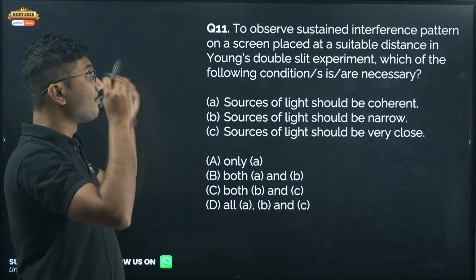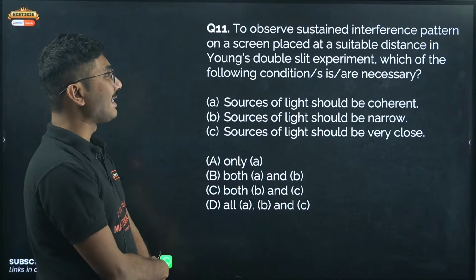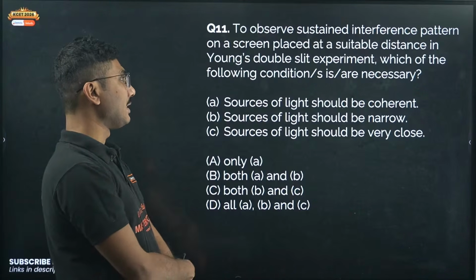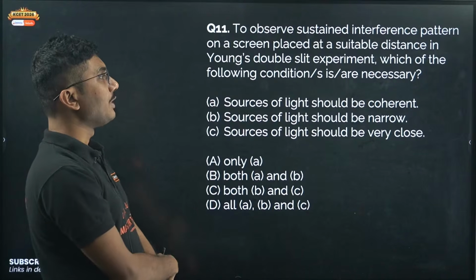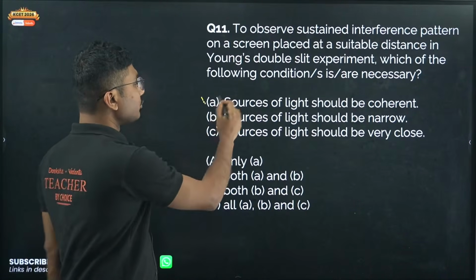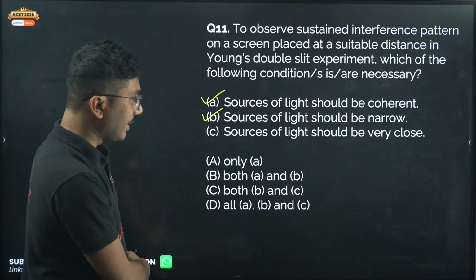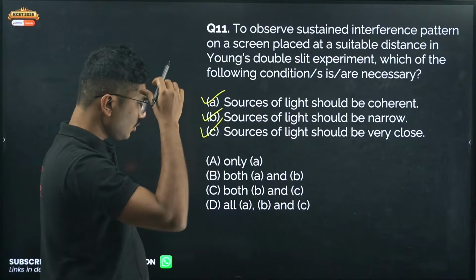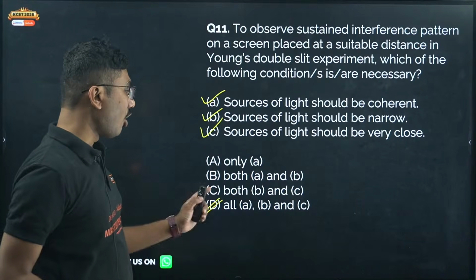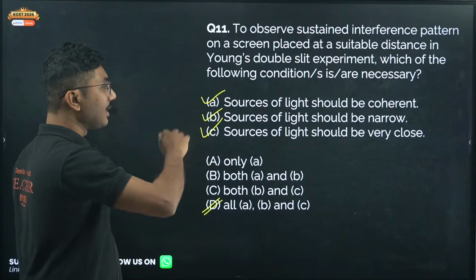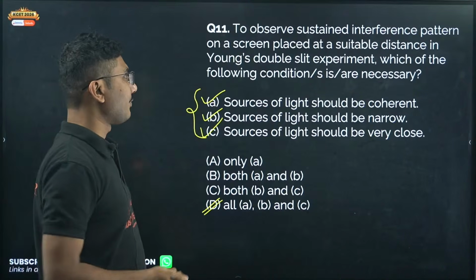Next, to observe a sustained interference pattern on a screen placed at a suitable distance in Young's double slit experiment, which of the following conditions are necessary? Sources of light should be coherent, yes. Sources of light should be narrow, yes. Sources of light should be very close, yes. So all A, B and C. All three conditions have to be satisfied for sustained interference.